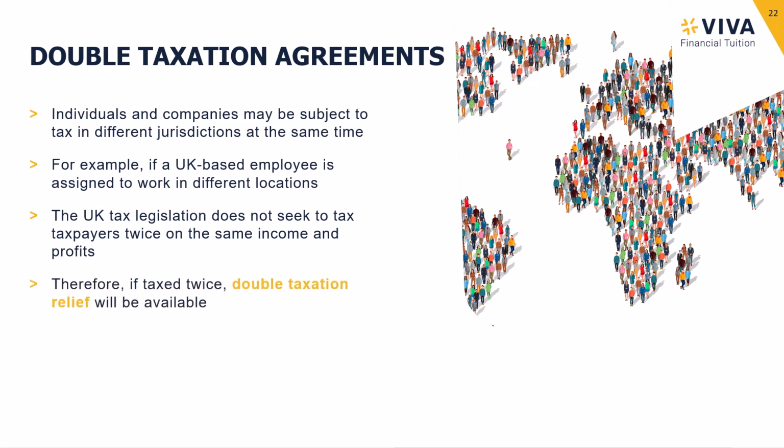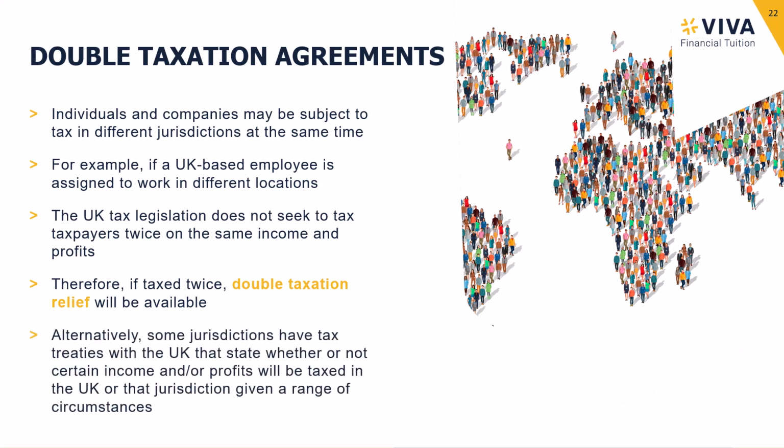And generally, the way this is done is if you are taxed twice, then you calculate your UK tax liability, and then you get a credit for the tax that you have paid overseas. We call this double taxation relief. And generally, the double taxation relief will be the lower of the UK tax that you've suffered on that overseas income and the overseas tax that you suffered on that overseas income.